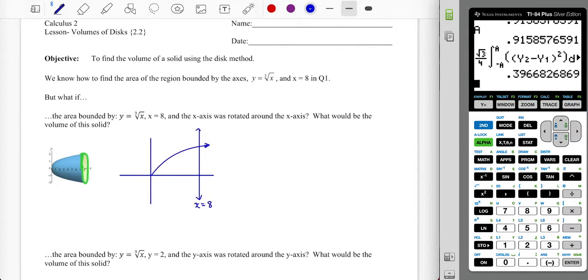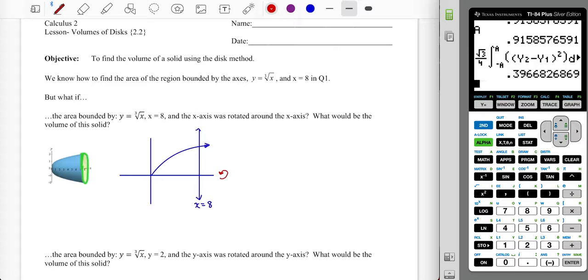And if we wanted to, we could figure out the area of this region. It would actually be pretty simple. But what we want to do instead is take this region and spin it around the x-axis.